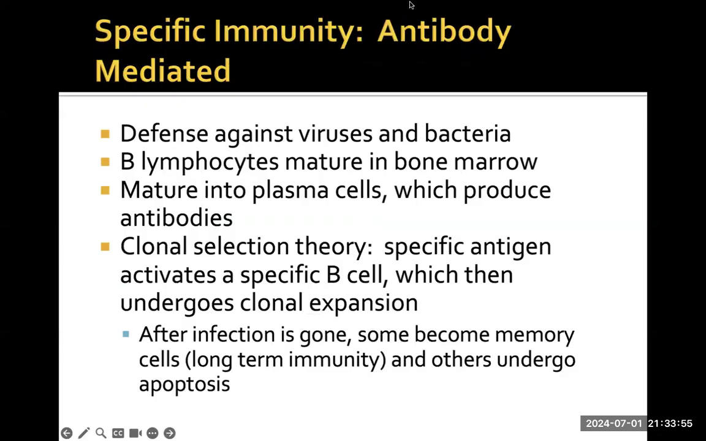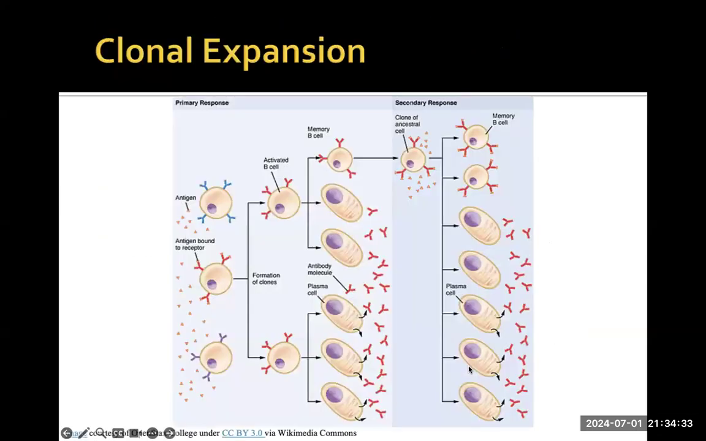Okay, so with antibody-mediated immunity, you have defense against the viruses and bacteria. The B lymphocytes are going to mature in bone marrow and then mature into plasma cells, which produce antibodies. You'll have something that's called the clonal selection theory, which states that the specific antigen activates a specific B cell, which then is going to undergo clonal expansion. Basically, what that means is after the infection is gone, you're going to have some of those cells become memory cells and turn into your body's long-term immunity, which is good. And then the rest of them are going to undergo apoptosis, which is spontaneous cell death.